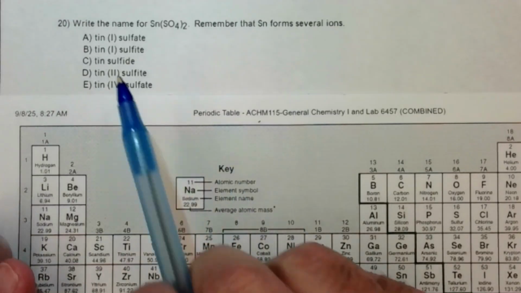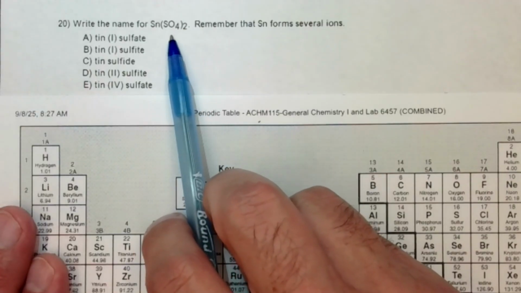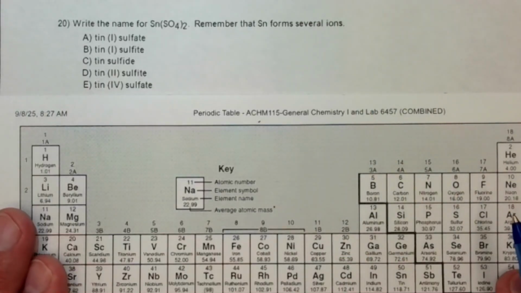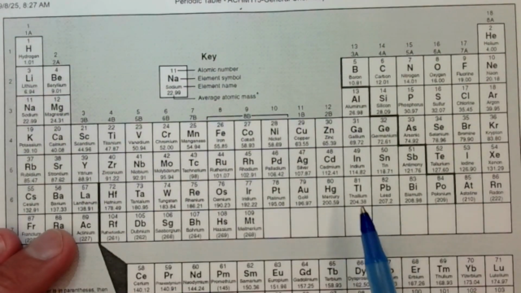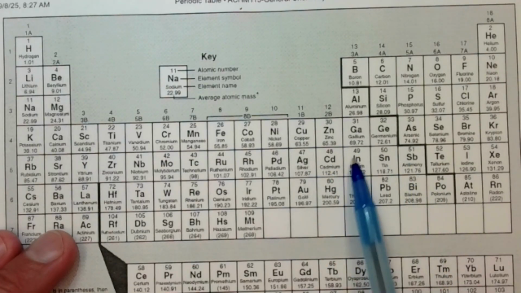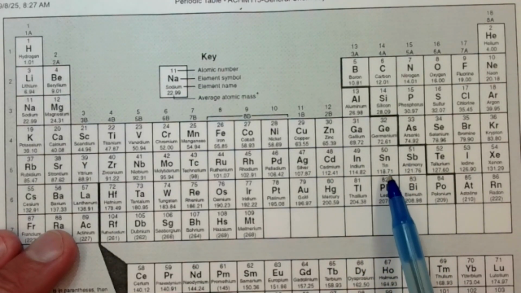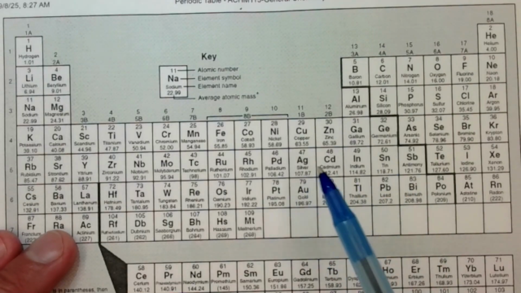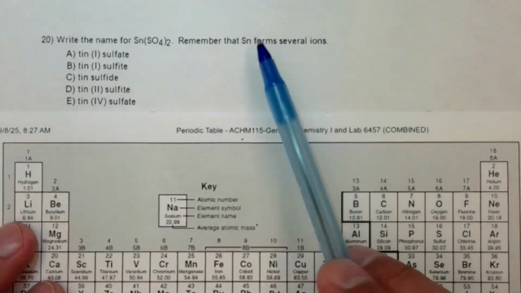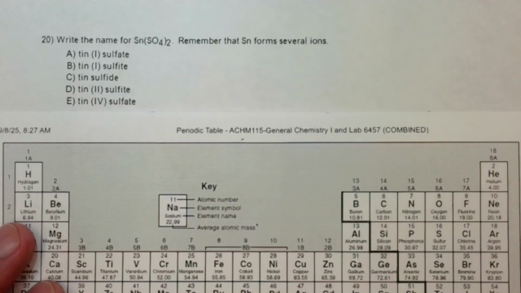Right. Number 20 says, write the name for tin SO4 2. Remember that tin forms several ions. So if we look at our periodic table here, we can see that tin is one of these metals underneath the nonmetals. So down here we have some metals underneath the nonmetals. The most common ones are tin, lead, and bismuth. So these can also form multiple charges, just like many of the transition metals. But the question tells us that tin can form several ions.